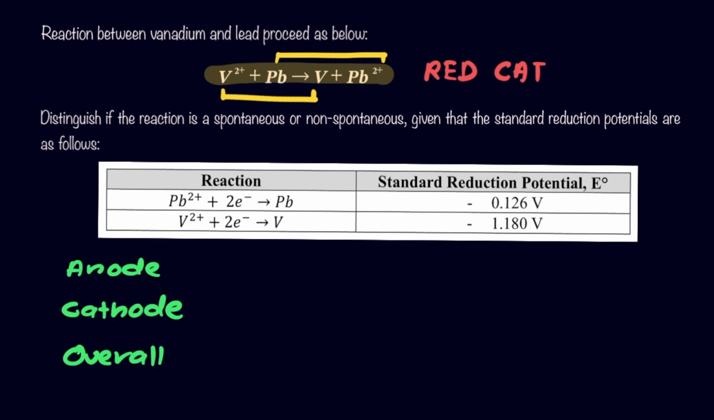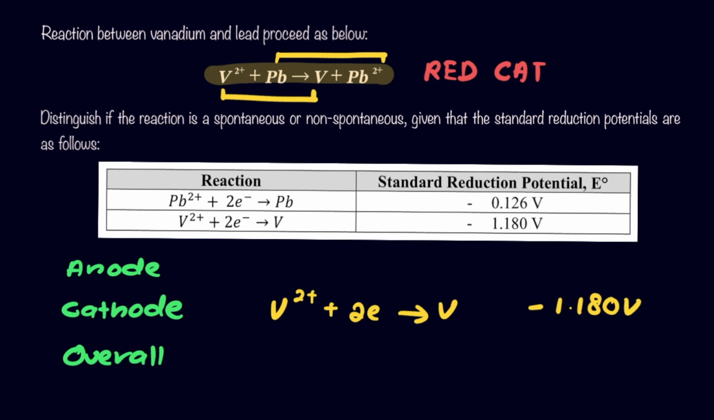Okay, since we were given the reduction potential, we are going to choose the one that is undergoing the reduction first, which is the vanadium. So for vanadium reduction at the cathode, we are just going to copy whatever they have given us in the equation from the question. Therefore, it is equivalent to 1.180 volt.